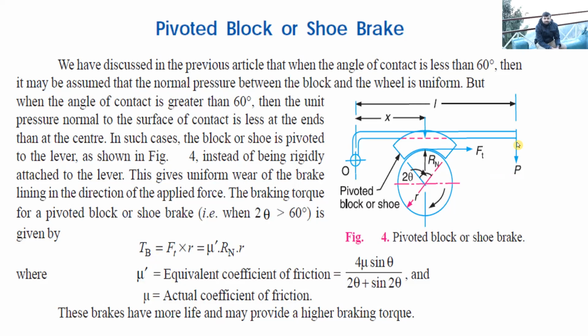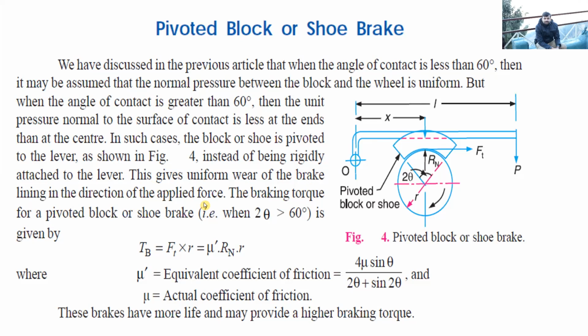are all the same. That is, force P is applied over here, the Rn force will be acting in the upward direction, and the Ft force will be acting in this direction when the wheel is rotating clockwise. If the wheel is rotating anti-clockwise, the direction of Ft will also change. So everything is the same. The only difference is, since this is more than 2 theta, this gives uniform wear of the brake lining in the direction of the applied force.